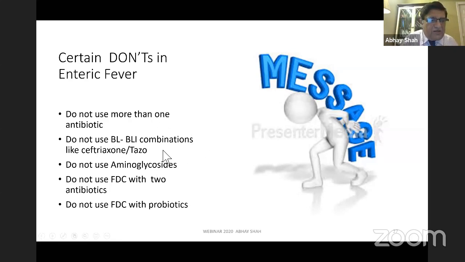Do not use a fixed dose combination with 2 antibiotics, and do not use an FDC with probiotics. So that is about case number 2.